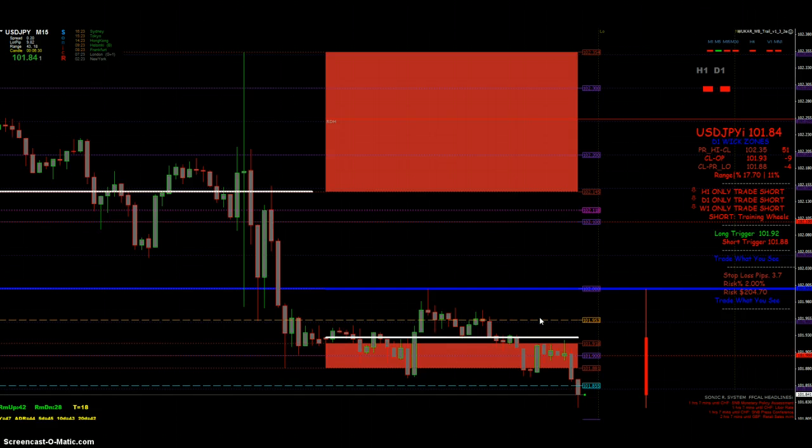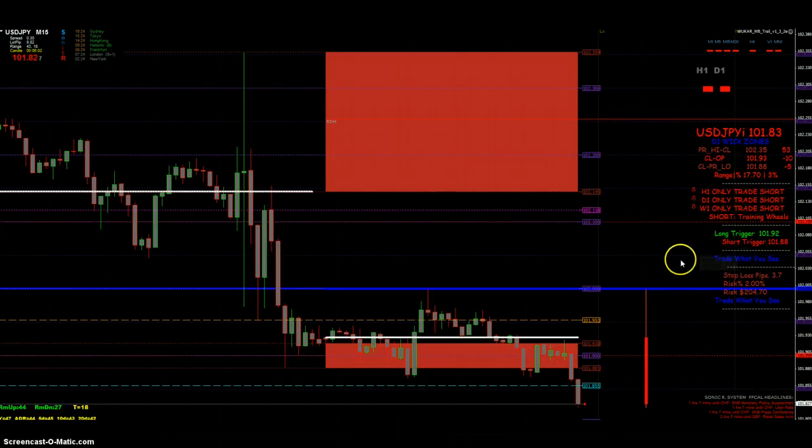And what we're looking to do is exploit moves that are breakout moves from the wick. So in other words, like right now, we're seeing that the UJ is breaking out from the lower wick. So that would be a short trade entry. And then we look over here and we see that the H1 is saying short, the D1 is saying short, and the weekly short. So everything is lined up, and we got a short trigger here, 101.88.